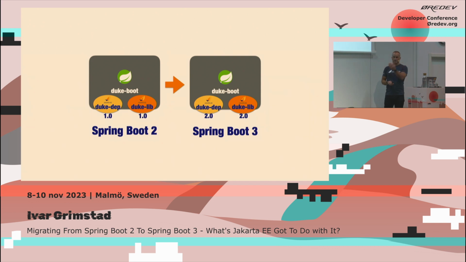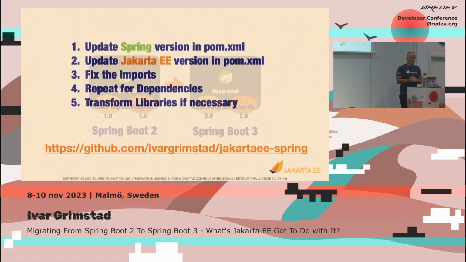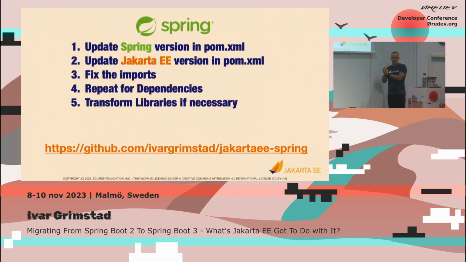So to do this, use the transformer and deploy it. And whether you use version or classifiers, that's up to you. So the steps are as follows. You update the Spring application, Spring version. You update the Jakarta versions if you have any. Fix the imports. Repeat for dependencies. And then transform libraries if necessary. So the transformation step, that's kind of the hassle. And you don't want to do that forever, but you may have to do it. If you can get hold of the source code, that's better. But if you can't get hold of the source code, you can transform them.